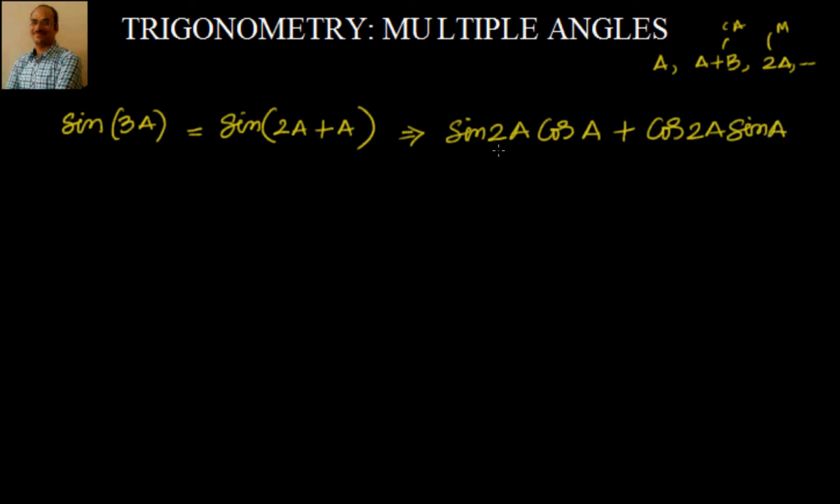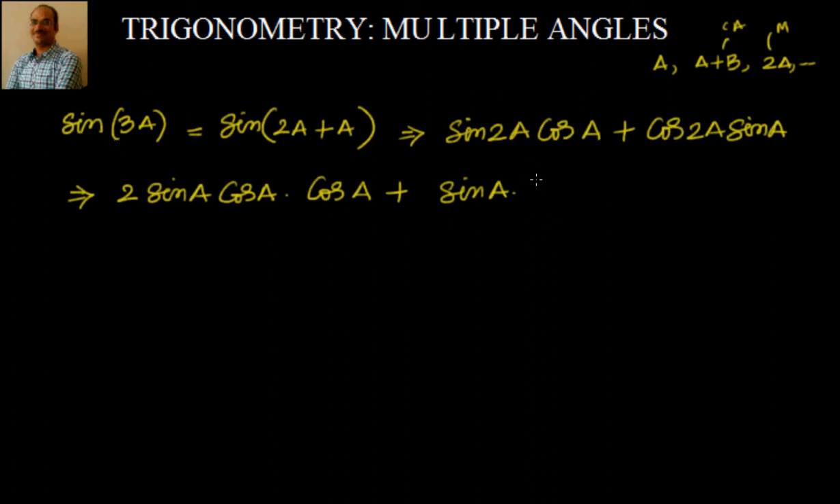Now we know the value of sin 2A because we just now found that it is nothing but equal to 2 sin A cos A. That we got. So I have to multiply again with cos A. Then I have to add cos 2A into sin A. That is nothing but sin A, I have to multiply with cos 2A.